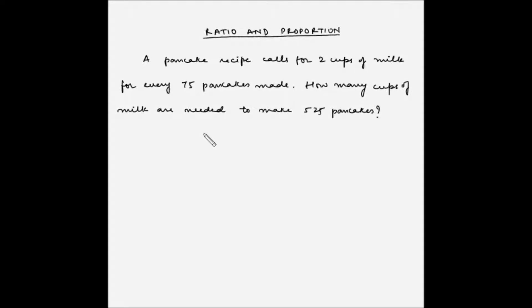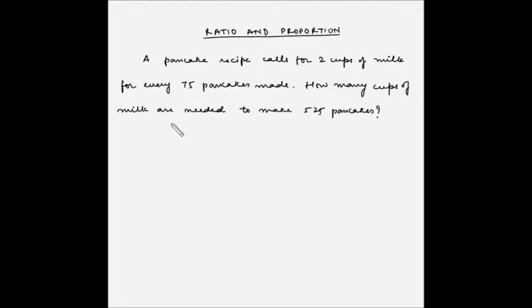Welcome to another example of ratio and proportion. A pancake recipe calls for 2 cups of milk for every 75 pancakes made. How many cups of milk are needed to make 525 pancakes?